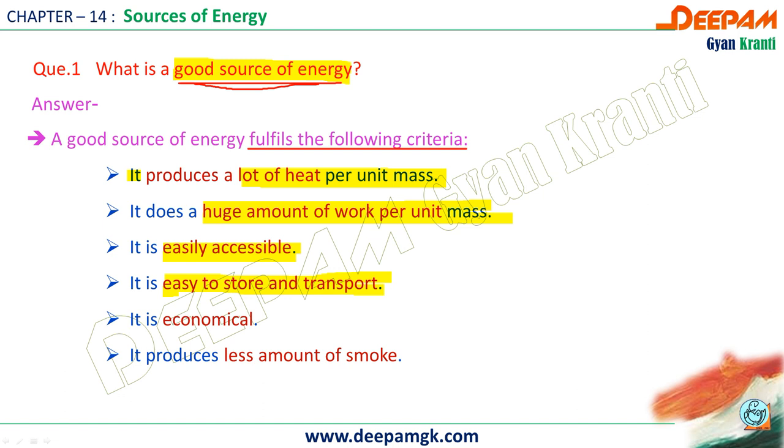Okay, a good source of energy is easy to store and transfer, and that is a criterion. It is also economical, it means it is not so costly. And the last thing is that it produces less amount of smoke or ash, because you know that smoke is not so good for our environment. So all these things are the criteria for a good source of energy.